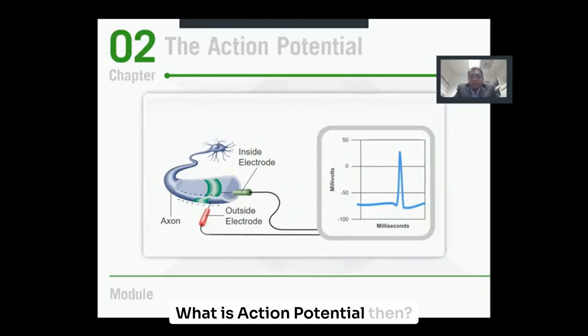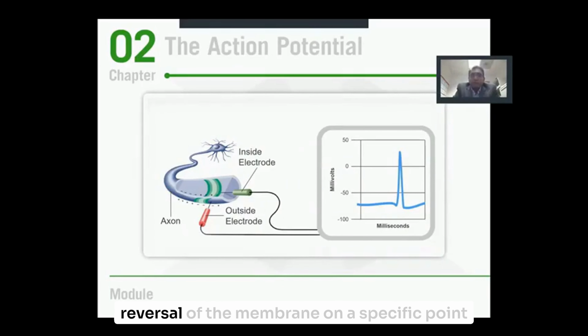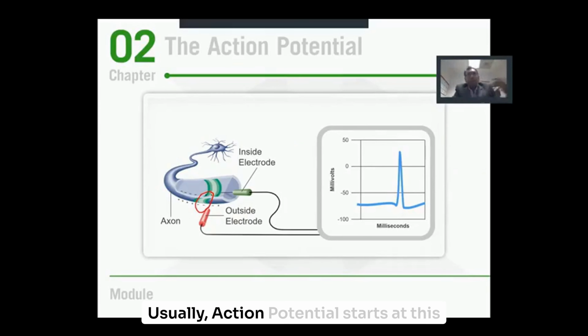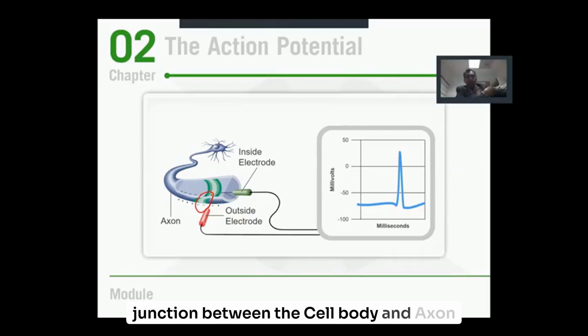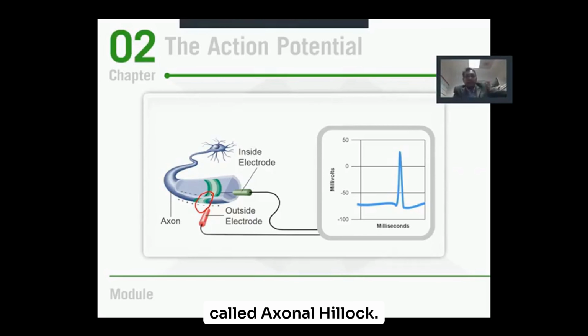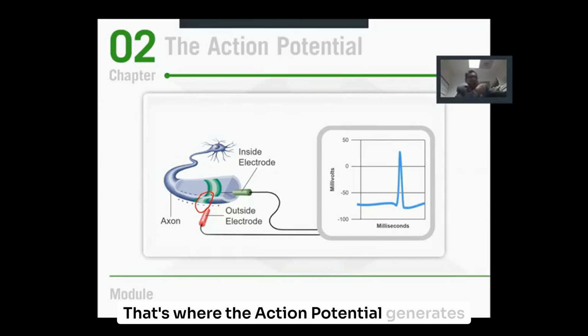What is action potential then? Well, action potential is this sudden reversal of the membrane potential at a specific point on the axon. Usually, action potential starts at this junction between the cell body and the axon called the axon hillock. That's where the action potential is generated and it's propagated throughout the length of the axon.